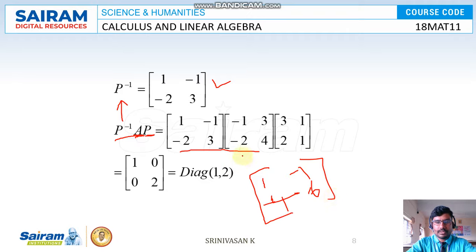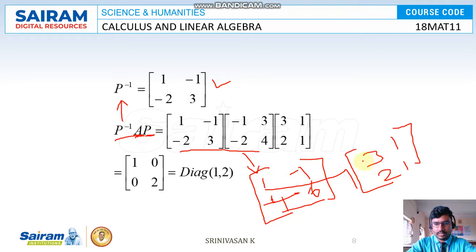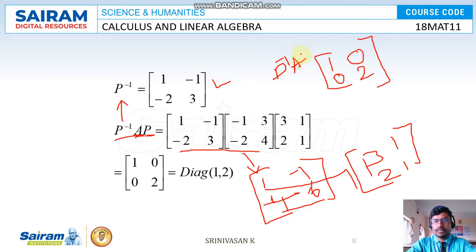And after that, these two matrices are multiplied, and next we have to multiply with 3 1 2 1. If you multiply this one, it is row by column. So 3 minus 2, we get 1, and next one 1 minus 1, we get 0, and the next one 12 minus 12, we get 0, and next one minus 4 plus 6, we get 2. So this is P inverse A P.